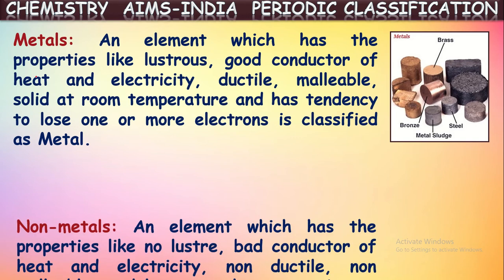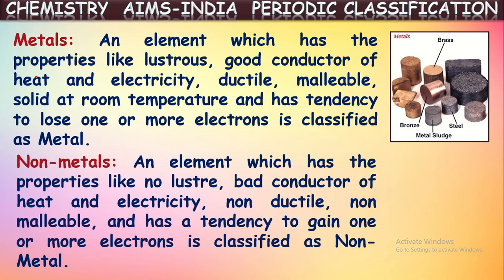Okay. Next, non-metals. An element which has properties quite opposite to metals, we can say simply like no luster, bad conductors of heat and electricity, non-ductile, non-malleable, and have tendency to gain one or more electrons, are classified as non-metals. So the elements which have properties quite opposite to that of metals are classified as non-metals.